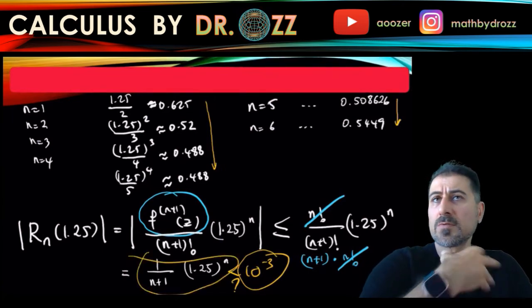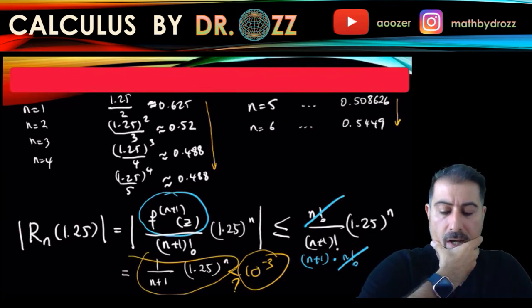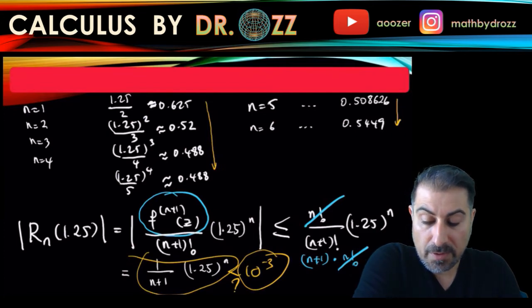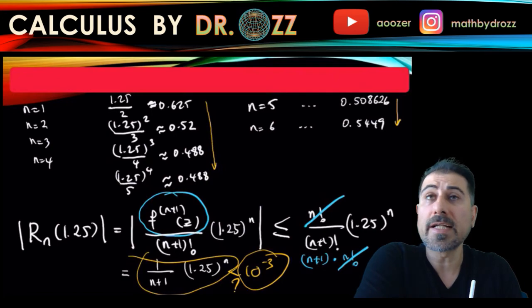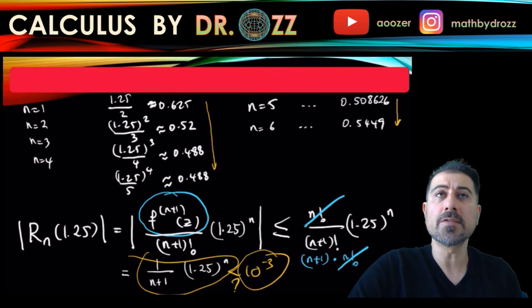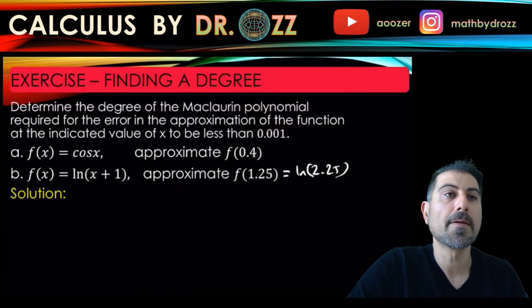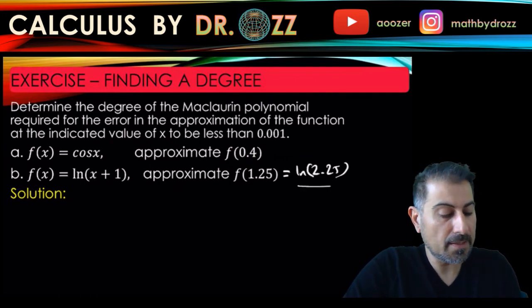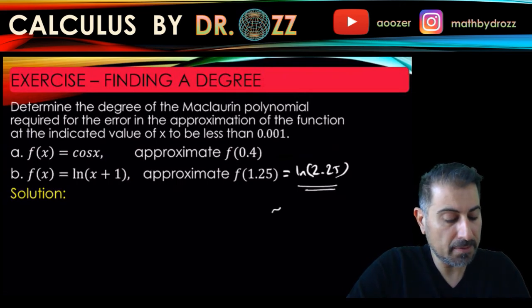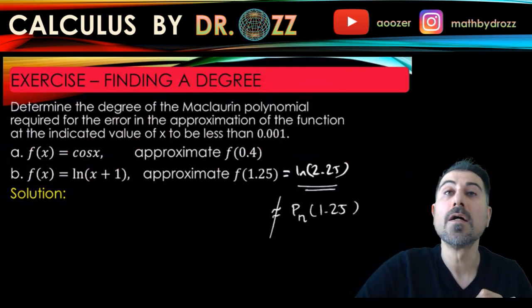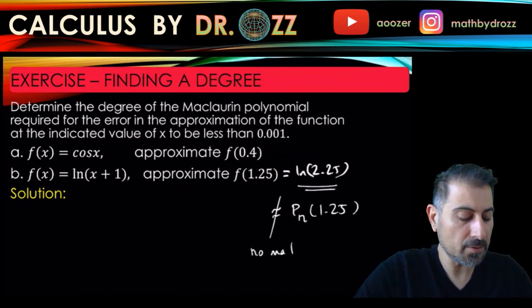So what does that mean in terms of the analysis here? That means that you cannot estimate ln of 2.25 by using the Taylor expansion whenever x equals 1.25. Okay, that's the analysis and the result coming out of this. So which essentially means that ln 2.25 cannot be approximated by Pn at 1.25, no matter what n is, no matter how big n is.